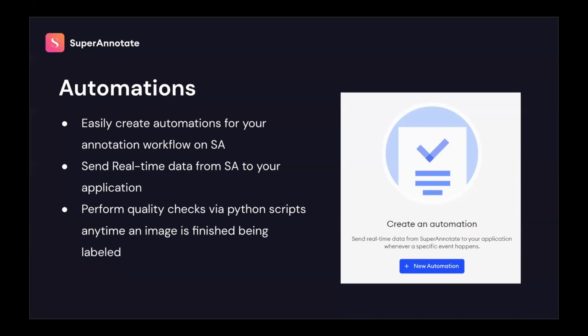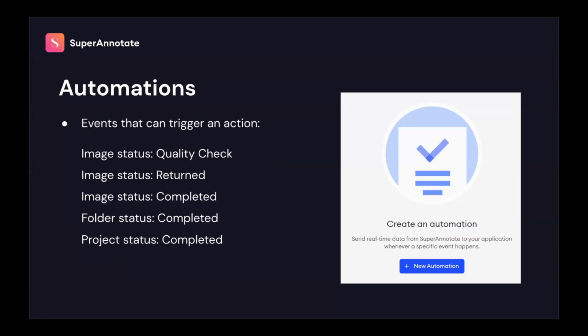Okay. Another part that can be done with the automations is depending on the trigger. So for example, an image can be in many statuses. So you can have an image in quality check. You can also have an image returned. An image can be completed. You can also have folders and projects in these statuses. So these will allow us to trigger these events. It'll make more sense when I show it on the platform, but essentially when you go from reviewing an image to completing an image, that can trigger something for us depending on what we would like to do.